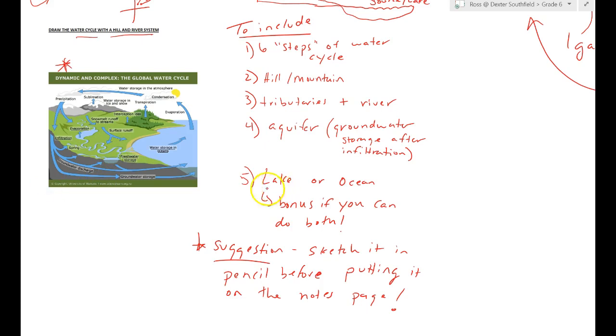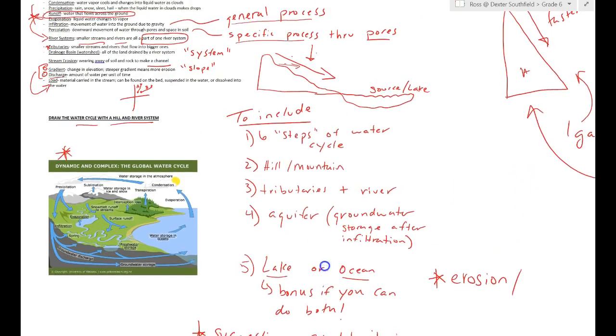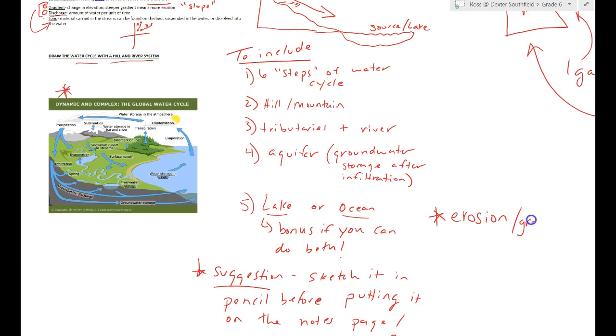Then you should have a lake or an ocean. Bonus if you can have both. So if you can have not only the tributaries that then combine into a river, but part of that river then drops off some of the water into a lake and some of that water into the ocean, that's bonus. Even more bonus is if you can somehow demonstrate erosion and gradient and maybe load. That would be kind of harder to have in there.